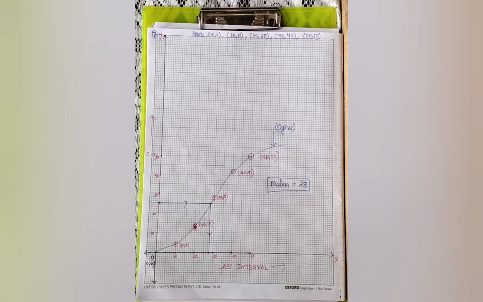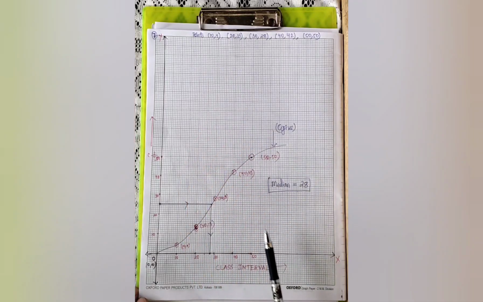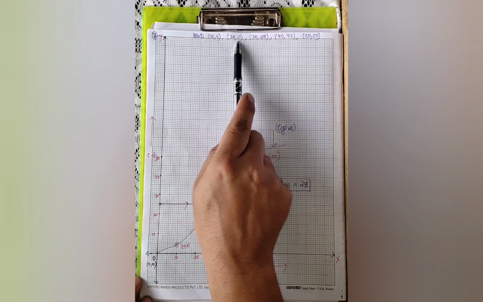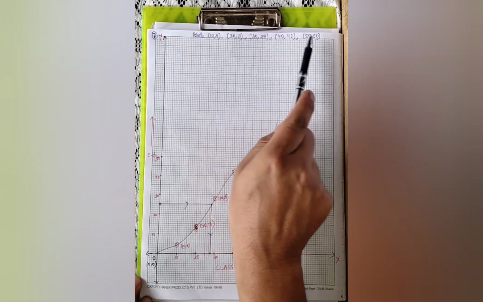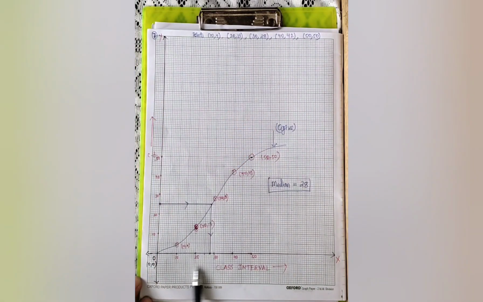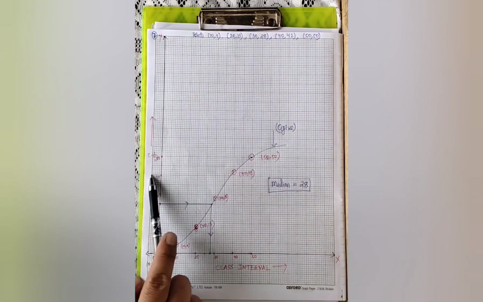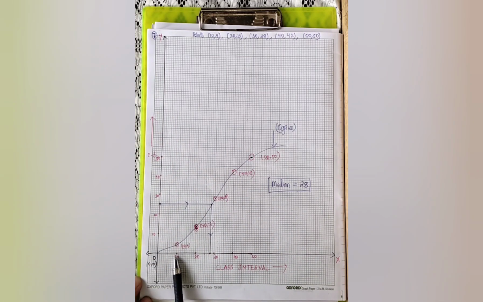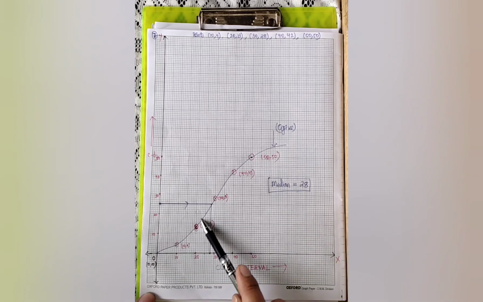So what you're supposed to do is construct a table, basically CF, and then find these points. These points are easy to find. Then draw the graph. On the x-axis the class interval, on the y-axis the cumulative frequency. Take 10 units on both the axes. Then start plotting the points, and after you finish, join the curve.